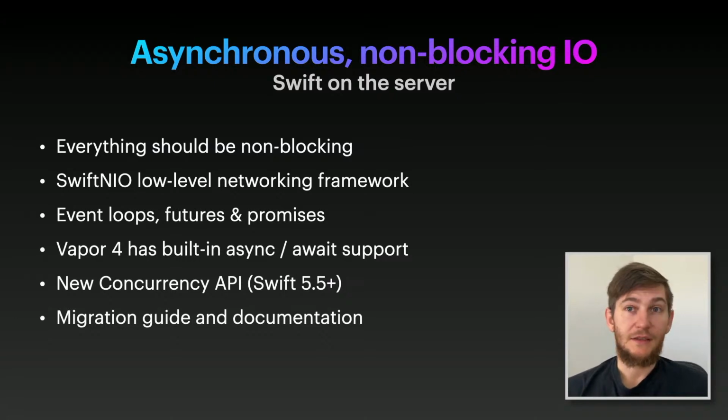Vapor 4 will continue to support both event loop futures and the new concurrency API. It seems like Vapor 5 will drop all the legacy code and it's going to be async await only, but that's still far away. That's where we are right now. Our tools are constantly evolving. I believe Swift's new concurrency API made a huge impact on the server side.